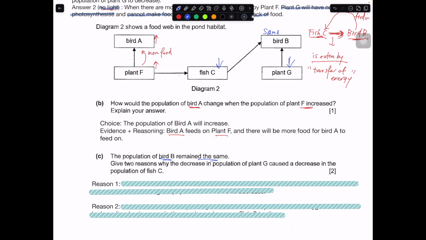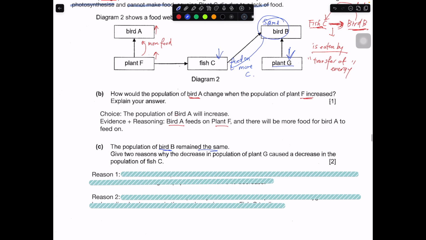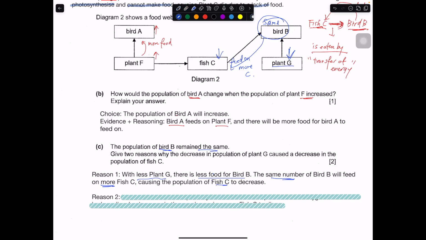If you have a decrease in plant G, then the same number of birds will in turn go and feed on more C. They will feed on more C. So then C will decrease. So that's the first reason. With less plant G, there's less food for bird B. So the same number of B will feed on more C, causing fish C to decrease. So the main idea is this part. Less plant G, less food for bird B, same number of bird B will feed on more fish C.